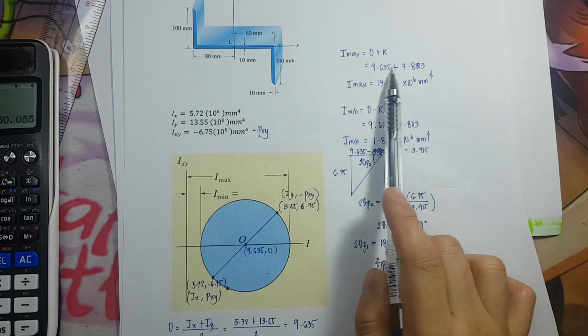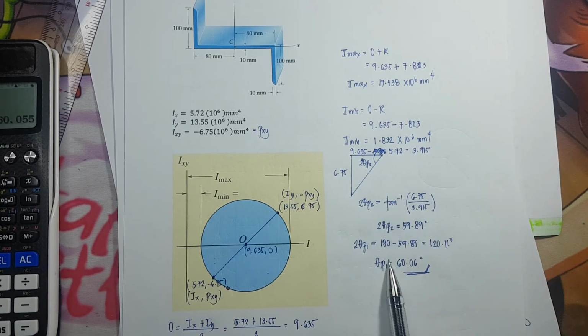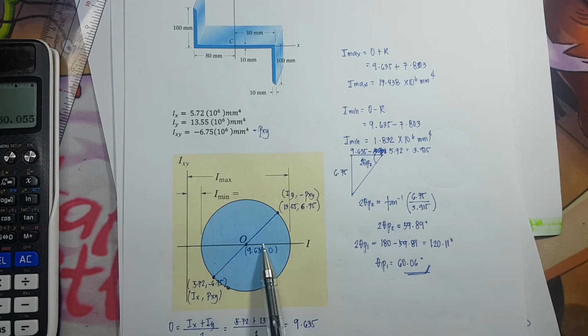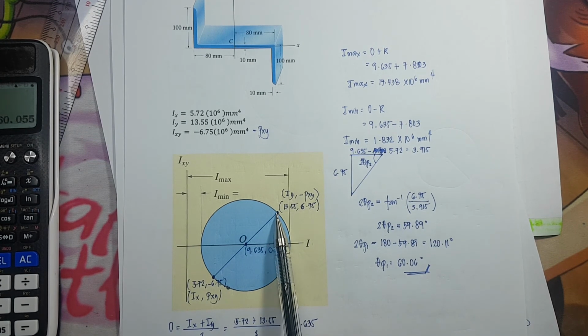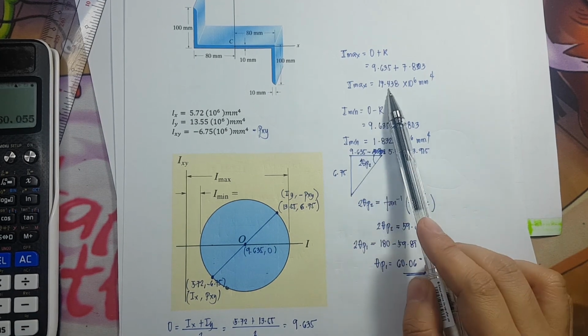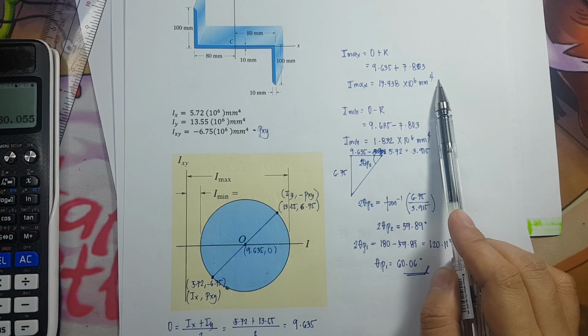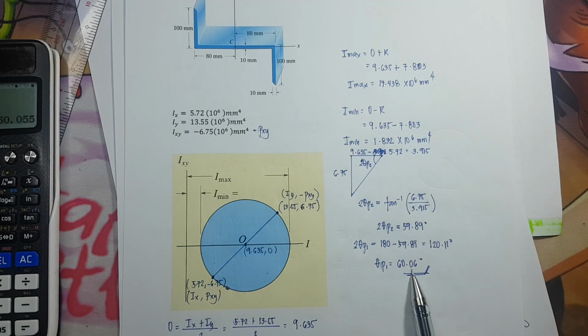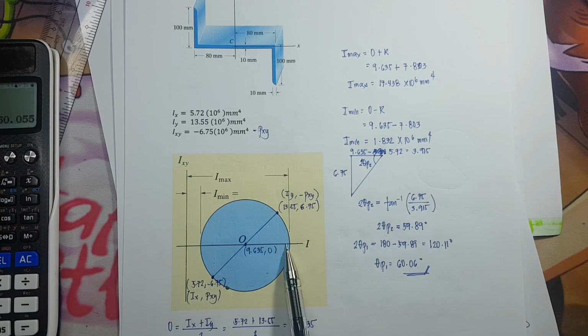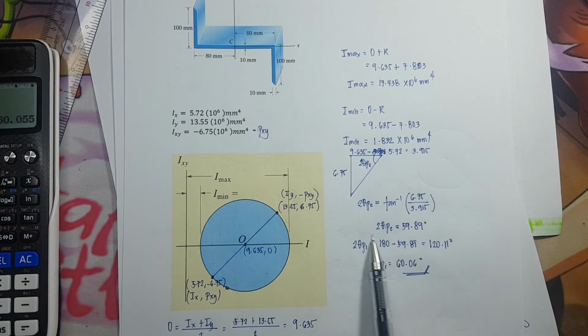Therefore, Imax is oriented 60 degrees from the positive x-axis going to the positive u-axis. Okay, I repeat, Imax, which is 17.438 times 10 raised to the 6 mm to the 4th, is oriented 60.06 degrees from the positive x-axis going to the positive u-axis. So that is how we are interpreting that.